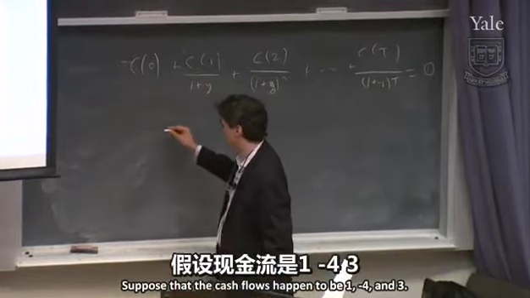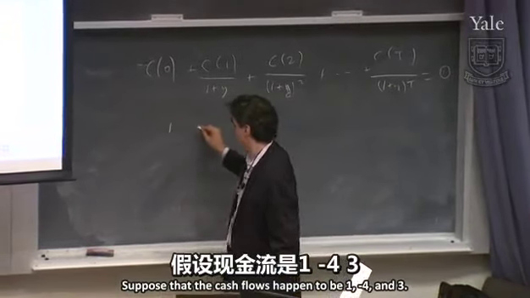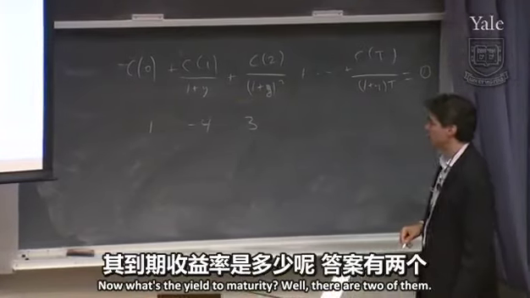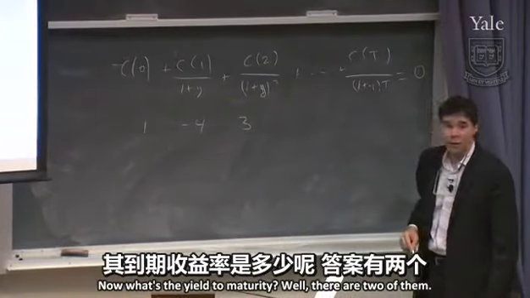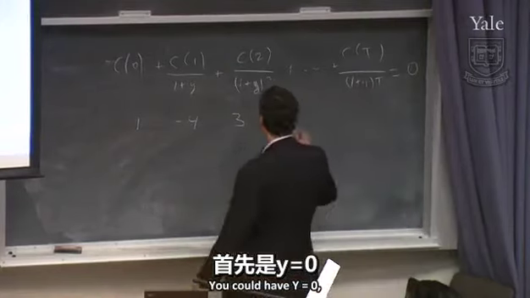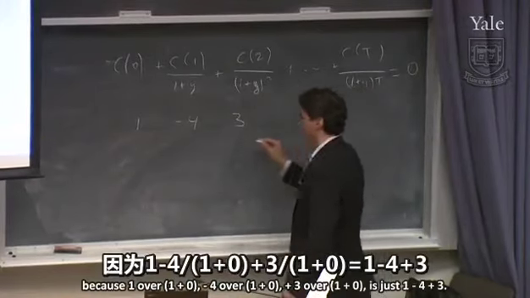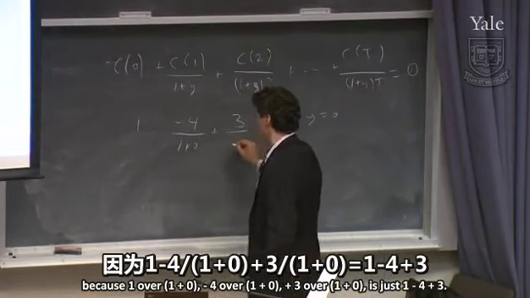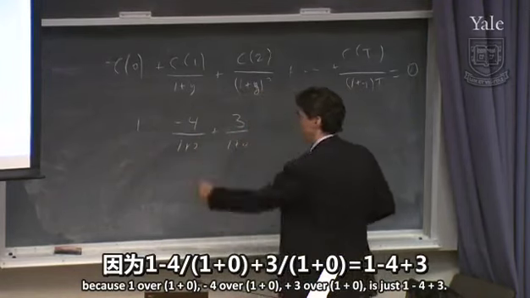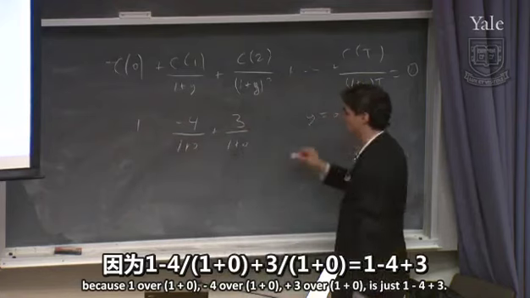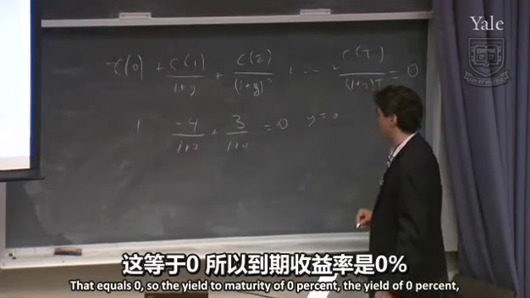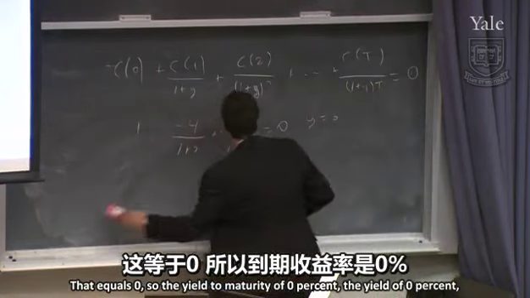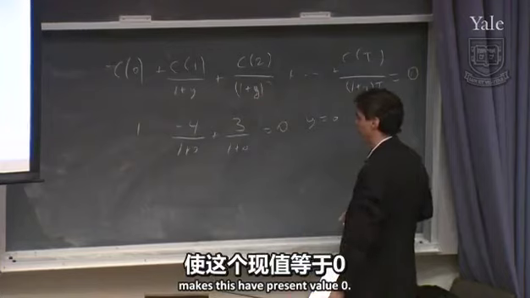Suppose that the cash flows happen to be 1, -4, and 3. Now, what's the yield to maturity? Well, there are 2 of them. You could have y equals 0, because 1 over 1 plus 0, plus -4 over 1 plus 0, plus 3 over 1 plus 0 is just 1 minus 4 plus 3. That equals 0. So the yield of 0% makes this have present value 0.